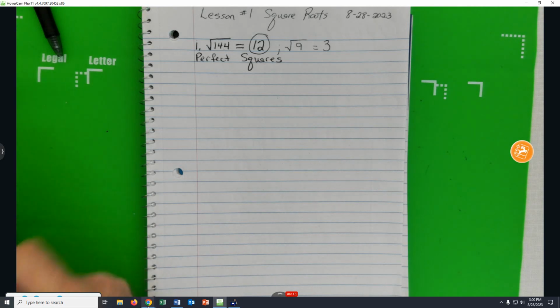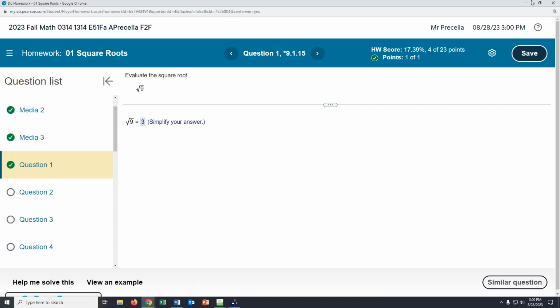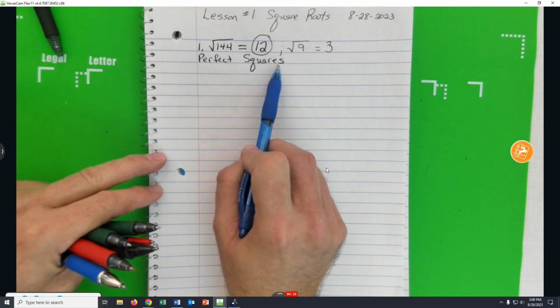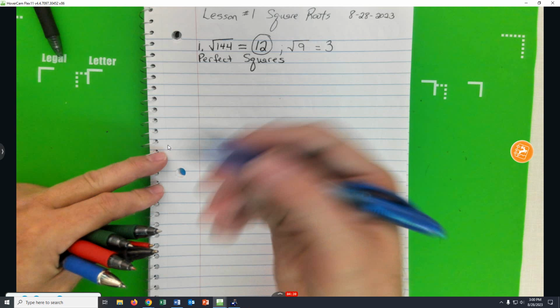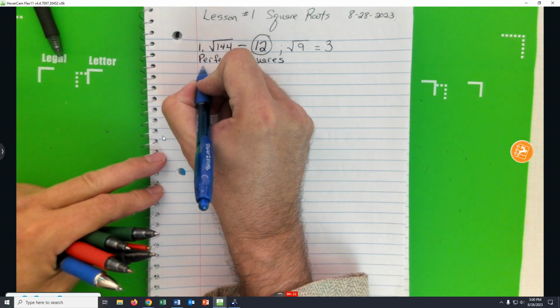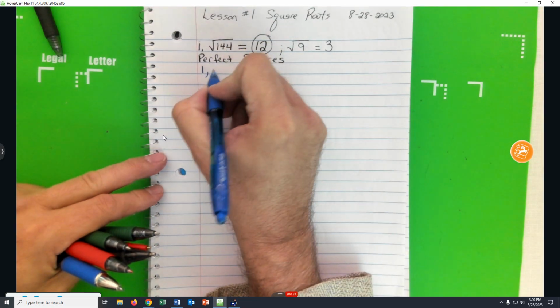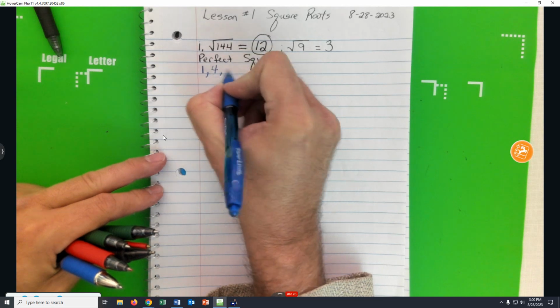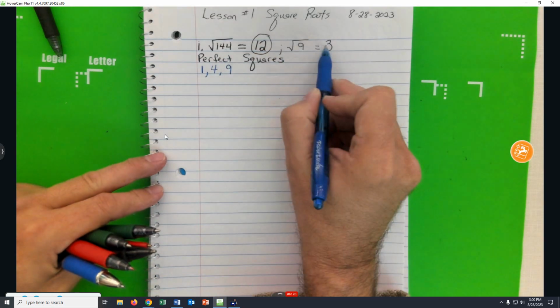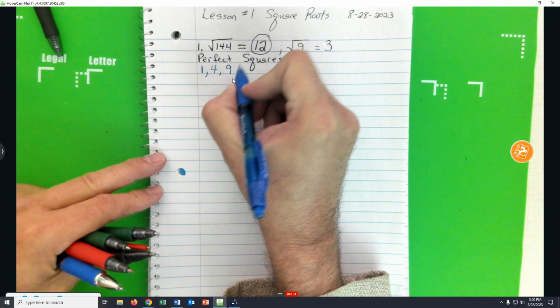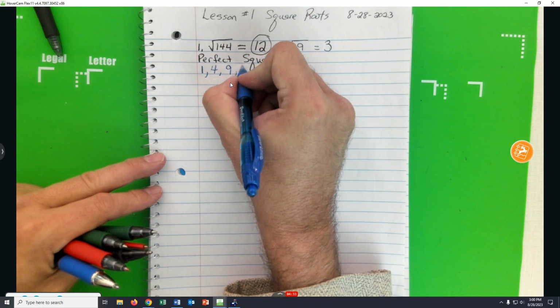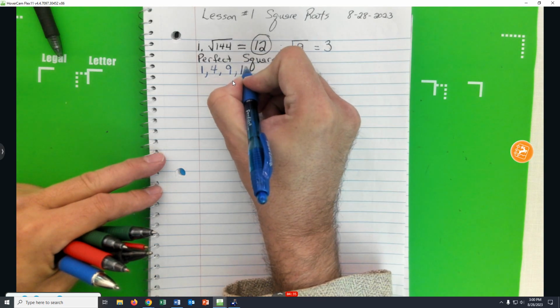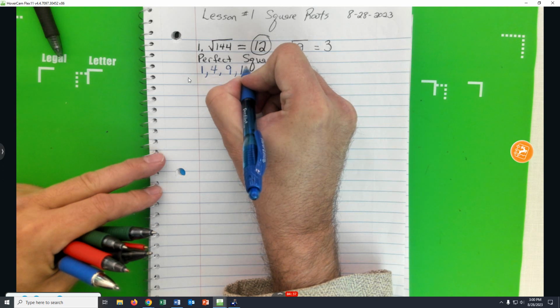So, let's list some numbers whose squares we know. The perfect squares, like 1 times 1 is 1. So the square root of 1 is 1. What are the other perfect squares? 2 times 2, 3 times 3. Well, what's the next perfect square after 9? Start calling them out. These are numbers whose square roots are whole numbers.